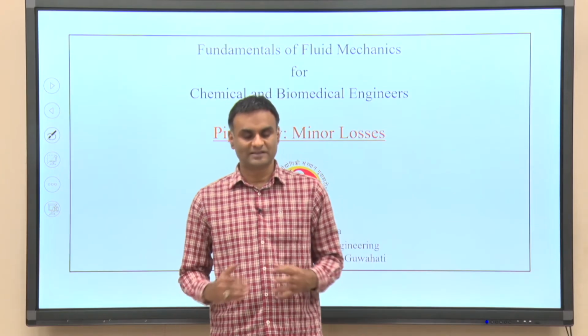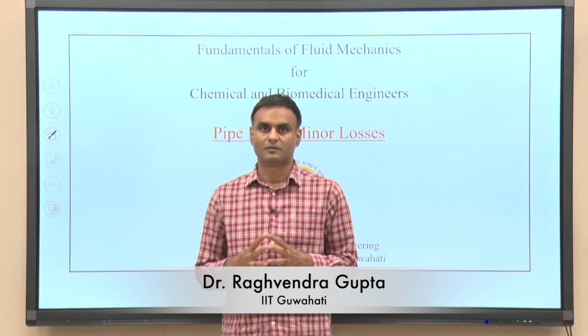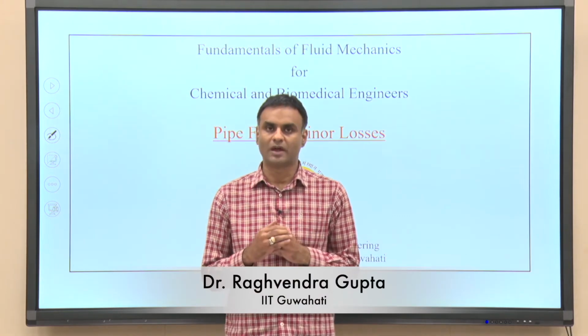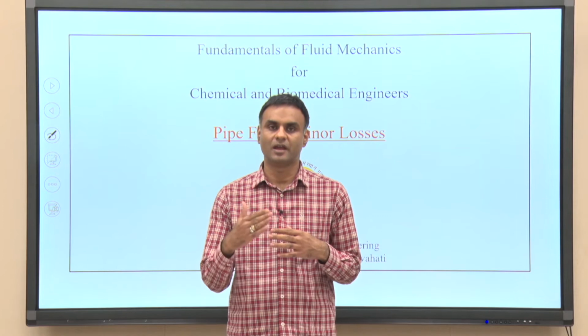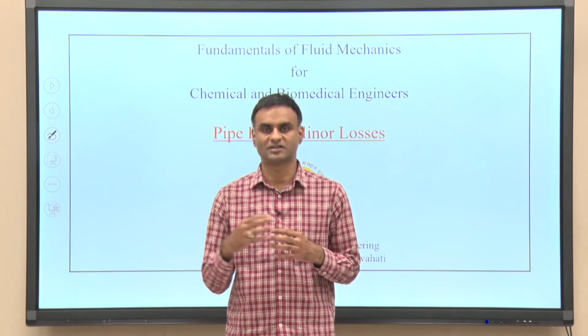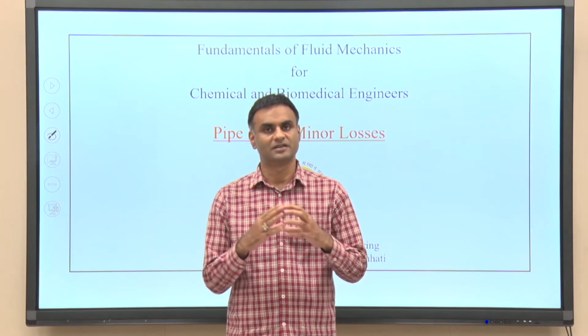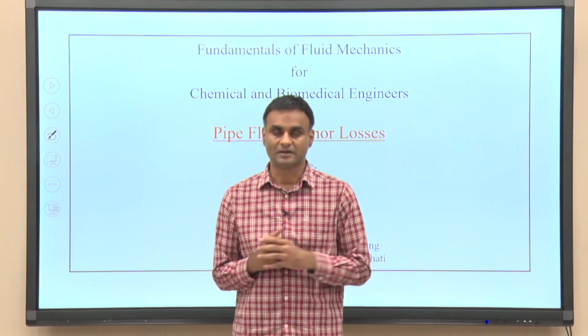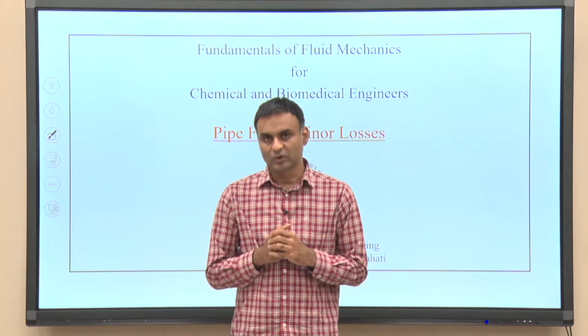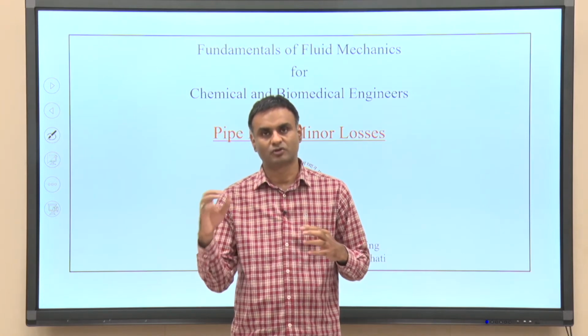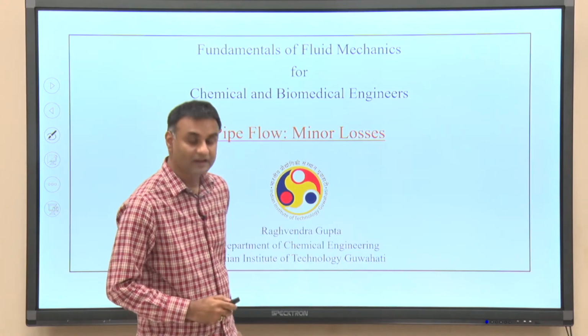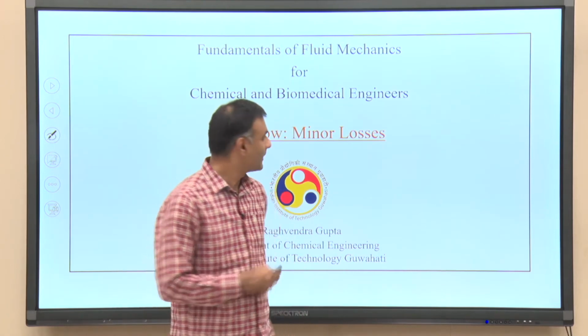So, in the previous class we talked about pipe flow, and then we derived a relationship for the lossage in pipe, or the frictional lossage in pipe. We divided these losses into major and minor lossage. In the previous class we talked about major lossage, and in this class we will focus on minor lossage.